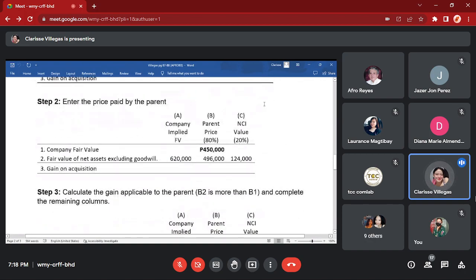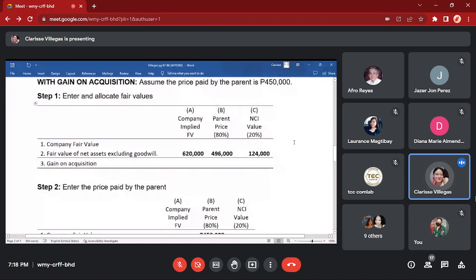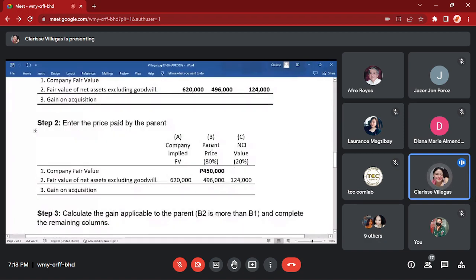Step number 2, enter the price paid by the parent. Dito na ilalagay yung a-assume natin na price paid na 450,000 sa parent price 80%. A company implied fair value of company fair number 1, company fair value is none, parent price 80% is yung 450,000 na i-assume.